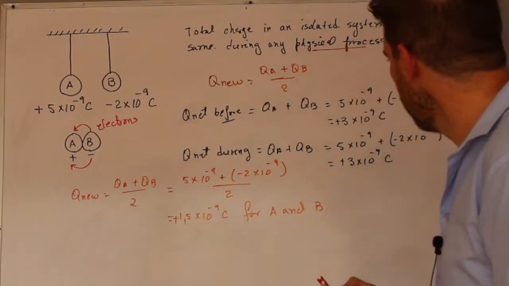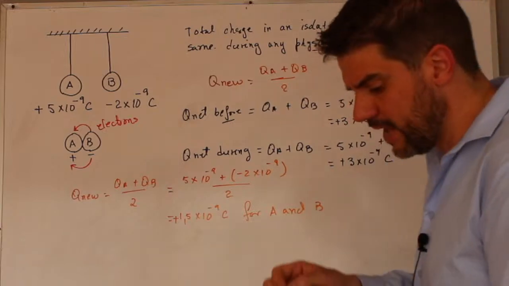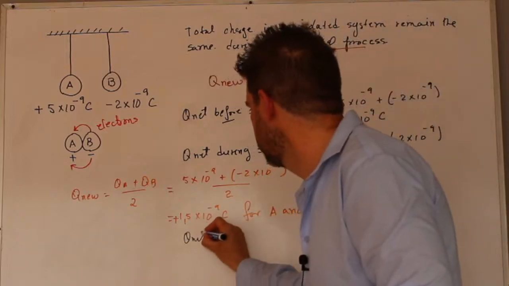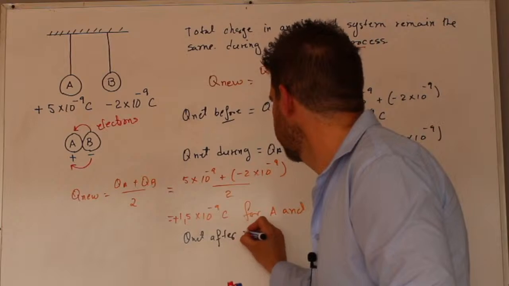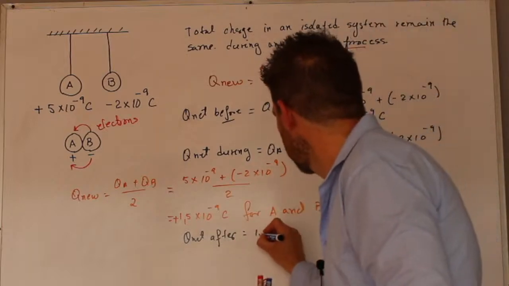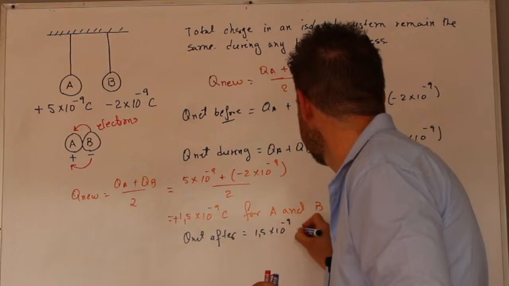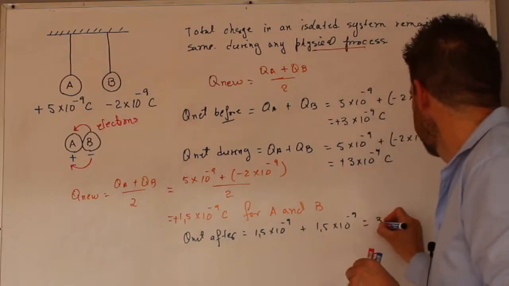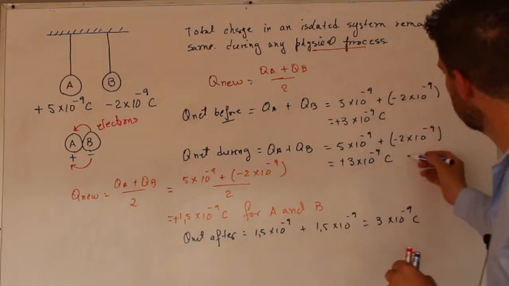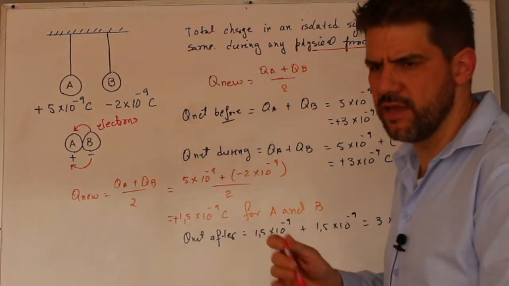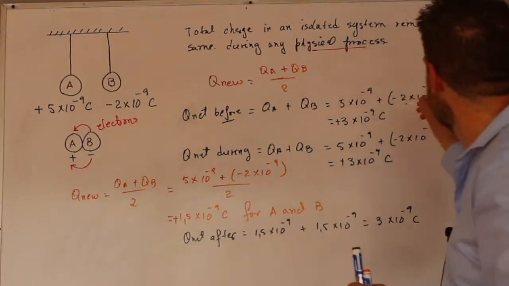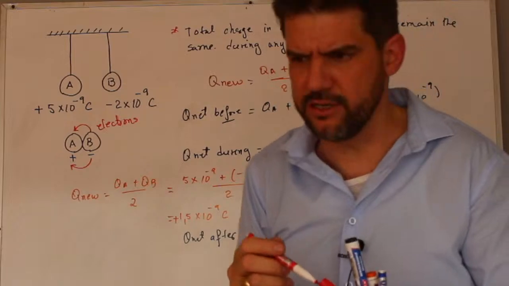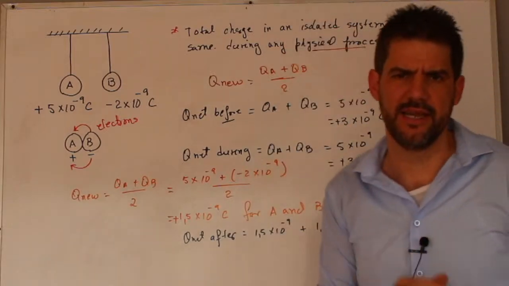And note the following here. If we calculate the net charge after, so we continue here and we say net charge after, that one is equal to 1,5 times 10 to the minus 9 plus 1,5 times 10 to the minus 9. This is equal to 3 times 10 to the minus 9 coulomb. You can see that the net electric charge before, during, and after stays constant. That is the principle of conservation of charge we spoke about at the start of the video. I hope it's clear up until here. We only have to do one more question.